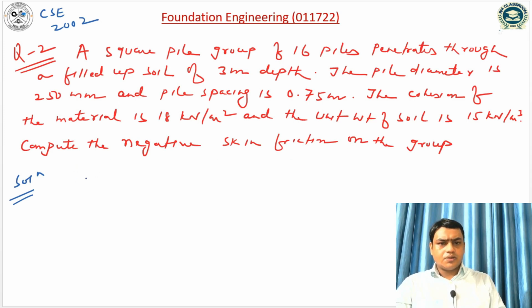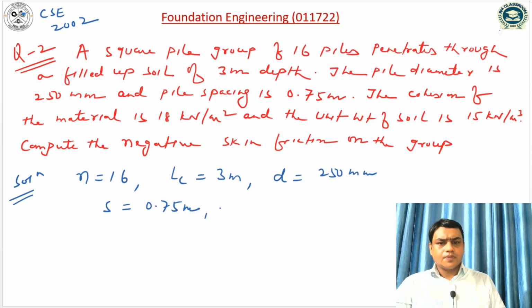So here the number of piles is 16 and LC means negative skin friction will occur in this filled up soil. So the value is 3 meter and the pile diameter is 250 mm and spacing is 0.75 meter. Cohesion is 18 kilonewton per meter square and unit weight of the soil is 15 kilonewton per meter cube.